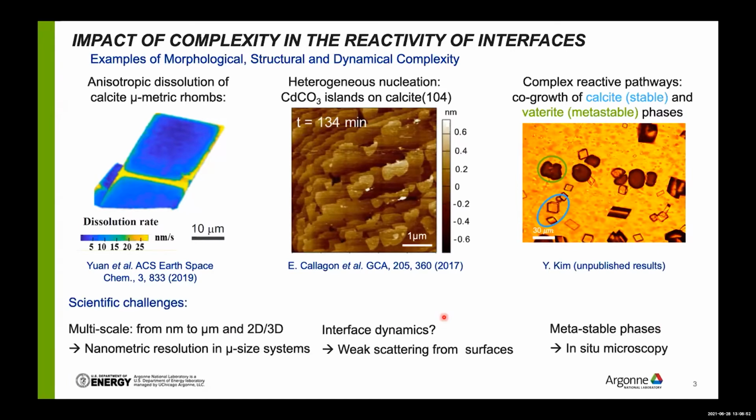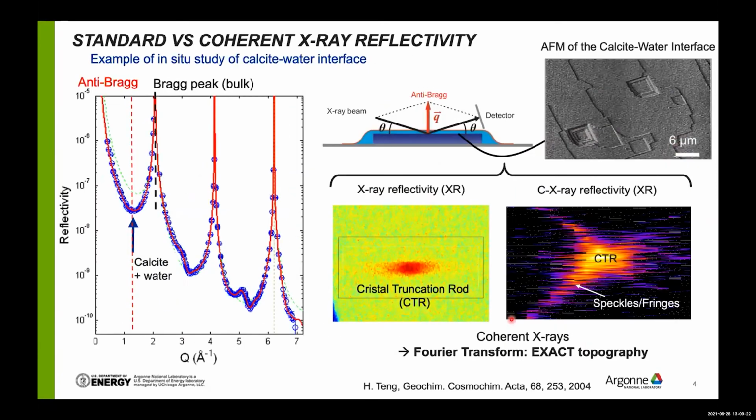So to disentangle this relation, we need to find a probe which enables us first to follow processes which take place in a very wide range of length scales, from nanometers to micrometers, and in 2 and 3 dimensions. We also need a probe which is sensitive to interfaces and also dynamics at interfaces. And third, we need a probe which can observe metastable phases and therefore can penetrate in situ environments. So for all these reasons, we think that coherent X-rays are potentially a very interesting probe to analyze these processes.